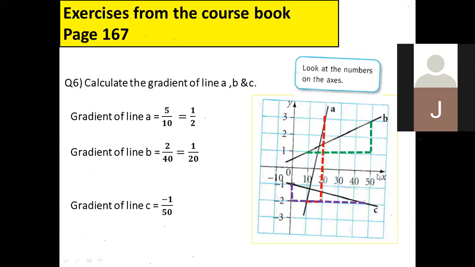You have to check the values of x and the values of y. Okay, now check the values of x. We are going from 0 to the right. Okay, the values of x are increasing. They were 10, 20, 30, 40, 50, and so on. So they are increasing. Check their values in the graph.